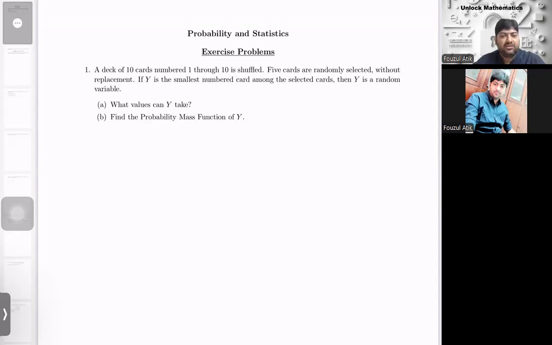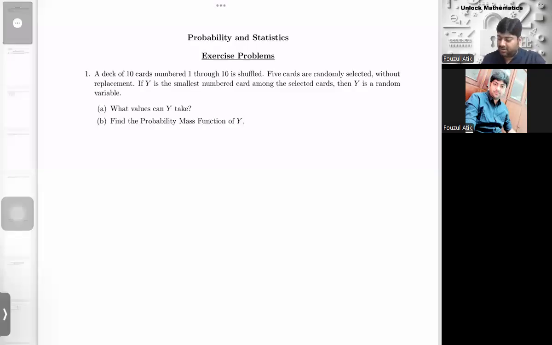So in today's lecture, we are going to solve some exercise problems related to random variables. Just look at the first problem. A deck of 10 cards numbered 1 through 10 is shuffled. Each card has a number between 1 and 10, so 10 cards, 10 numbers. Now 5 cards are randomly selected without replacement. So among this deck of 10 cards, you select 5 cards randomly.